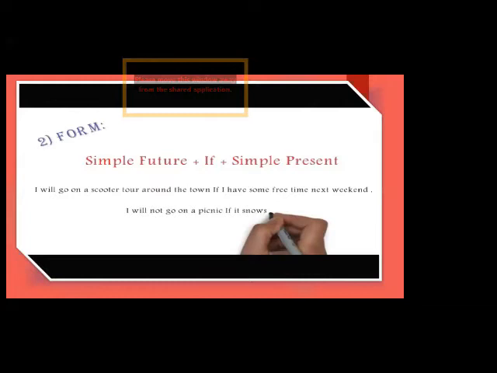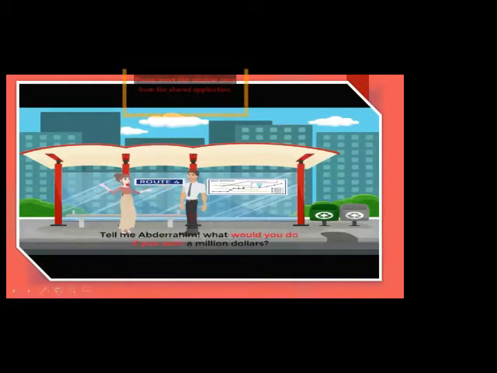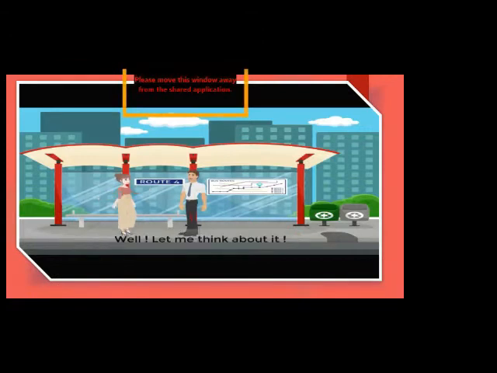Now, conditional type 2. Hi Sakina, it's good to see you. Hi Abdurrahim. It's good to see you too. Tell me Abdurrahim, what would you do if you won $1 million? Well, let me think about it.